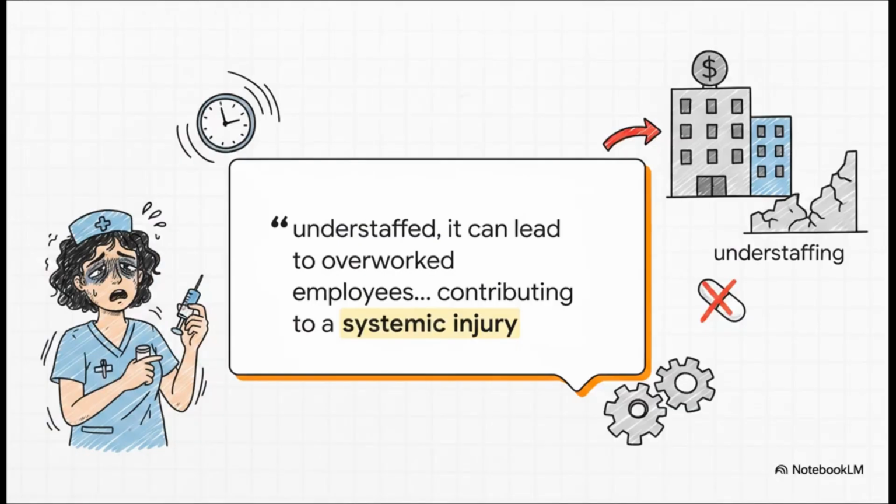So the key point here is that an overworked staff leading to errors represents a systemic injury. If a hospital decides to understaff a ward just to save a few bucks, and an exhausted nurse makes a medication error, well, that places the blame squarely on the hospital's shoulders. That is a textbook institutional failure.